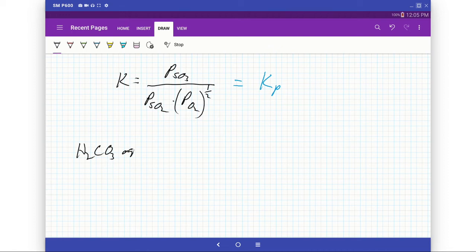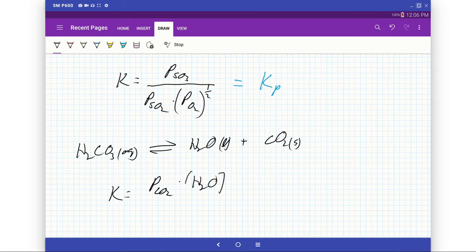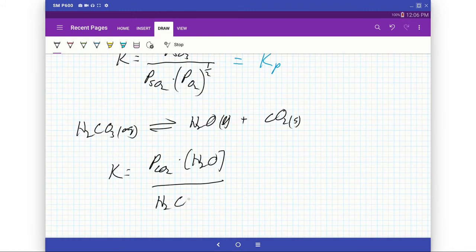Aqueous solution is in equilibrium with water as a liquid plus CO2 as a gas. Here, the equilibrium constant is given by the pressure of CO2, because it's a gas, times the concentration of water divided by the concentration of carbonic acid, because it's an aqueous solution.